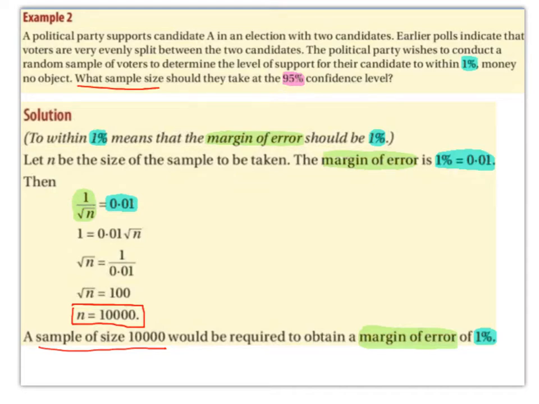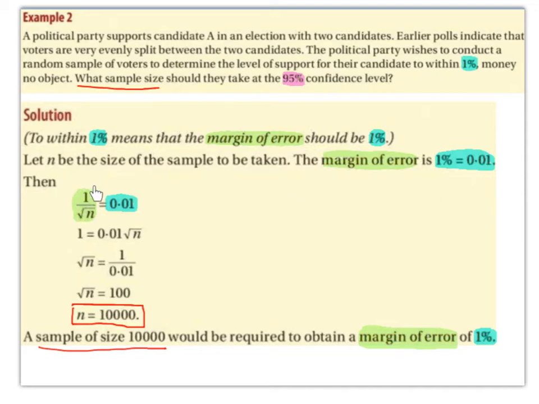So multiplying both sides by root n, we get 1 equal to 0.01 root n. And then dividing both sides by 0.01, we get the root n on its own. So we have root n equals 1 over 0.01. And 1 divided by 0.01 is 100. And squaring 100, we get 10,000. So n is equal to 10,000. So a sample size of 10,000 would be required to obtain a margin of error of 1%.